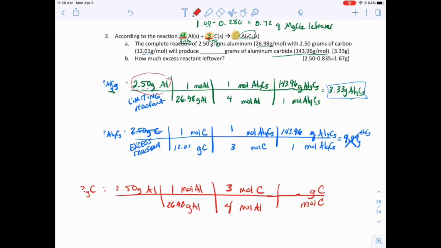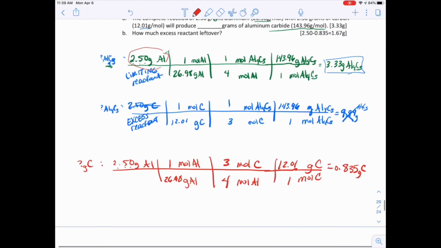And then the grams of carbon is from the periodic chart or from the problem. Notice again, we still just need 3 sig figs. All right, so we've got 0.835 grams of carbon. That's how much was used.